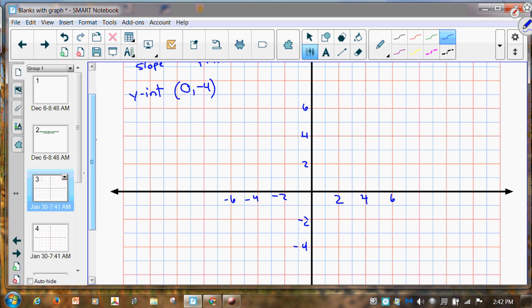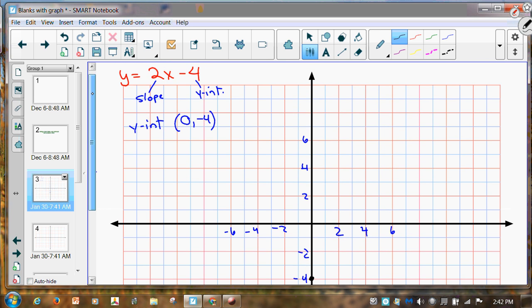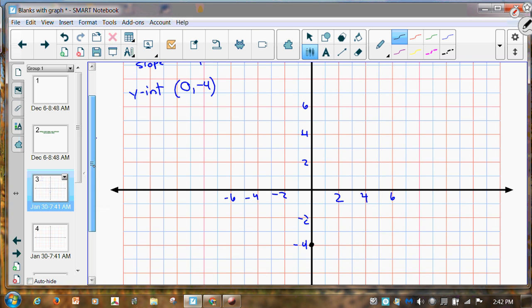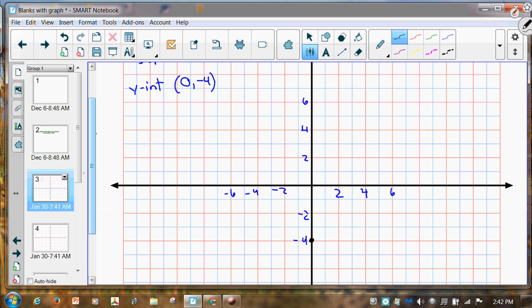So this would be right here, down here at 0, minus 4, and then the slope is 2, right? So what does that mean? Rise over run, right? So we can go up 2 and over 1. Let's just start there from our y-intercept. So we go up 2 and over 1, up 2 and over 1. We can do this two or three times until we're comfortable, so there's several points that we can draw.